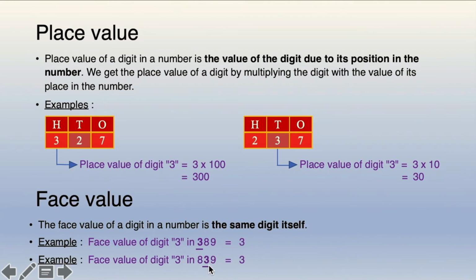And in this example, the number is 839. The digit 3 is at tens place. But still the face value of digit 3 is equals to the digit itself, that is 3.